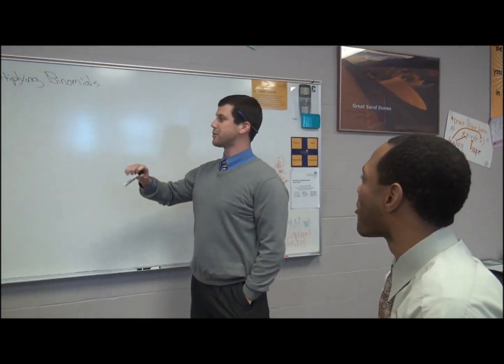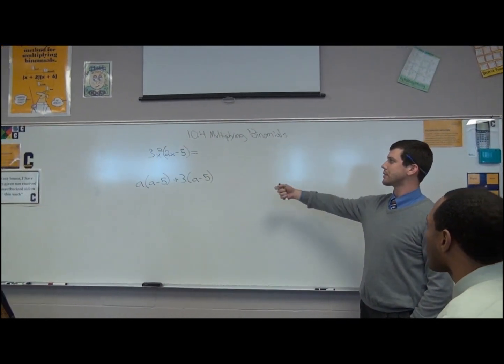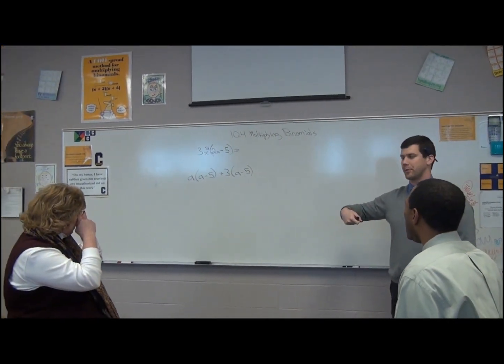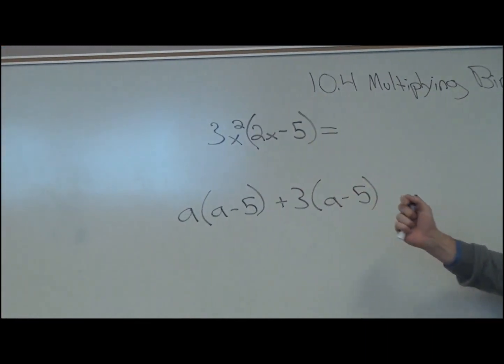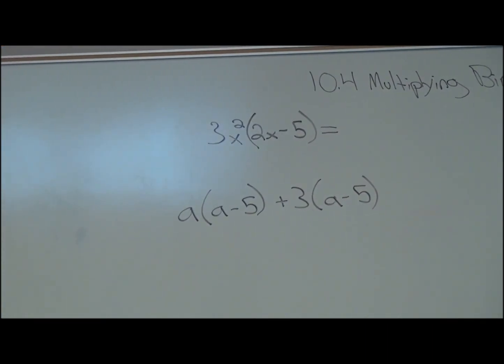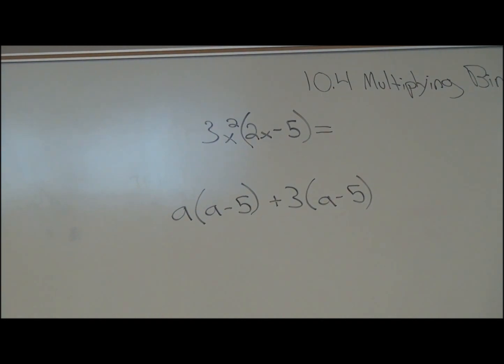So what I want to do with the students is actually walk us through a couple examples of just the distributive property from the beginning. So the first one we have is 3x squared multiplied to 2x minus 5. 3x squared times 2x minus 5. Anybody have some thoughts here?